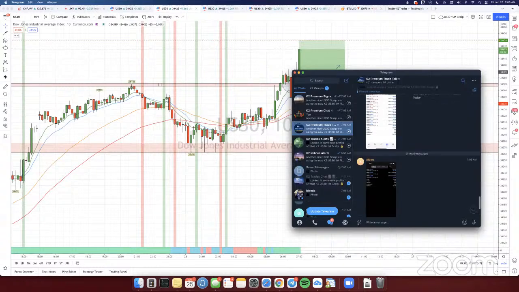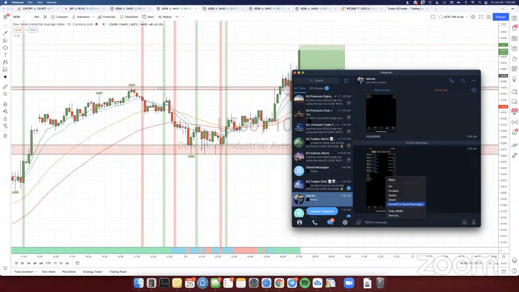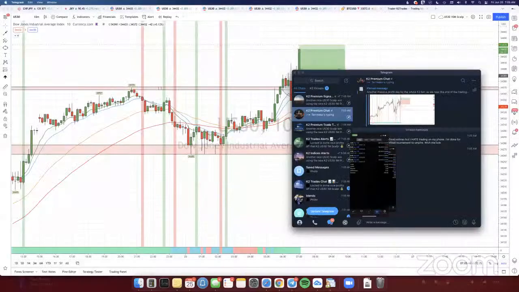Albert here locked in 53 bucks. Nice work, Albert. Maddie over here locked in a little more profit. He's up 2,751 now. So whoever's taking any of these trades off my markups, you guys are locking in some massive profits off this. Paul over here too. Paul's up 535. Nice work, Paul.